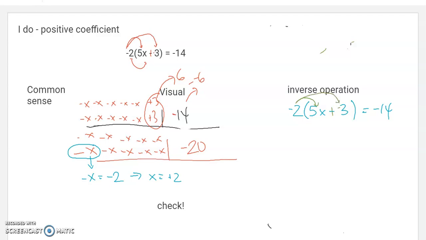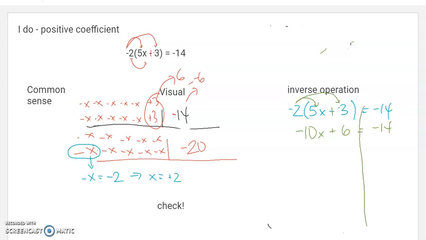And so I'm just going to do that with the negative 2. No big deal. Negative 2 times 5 is negative 10x. Negative 2 times negative 3 is positive 6 equals negative 14. Don't let me forget that that's negative this time.